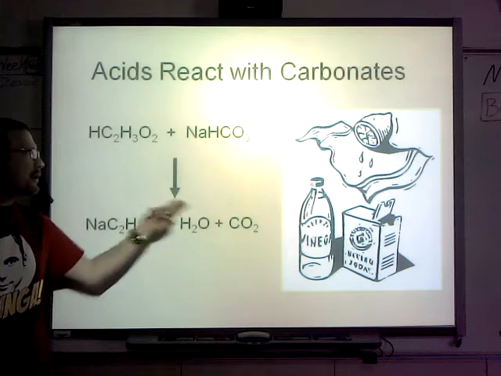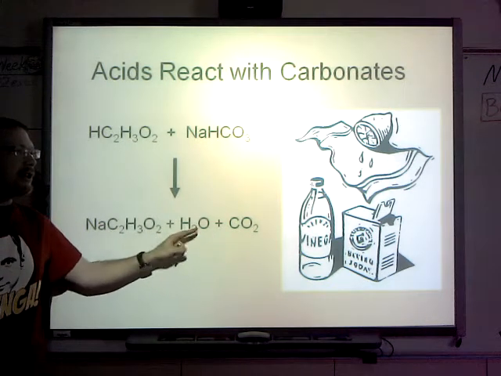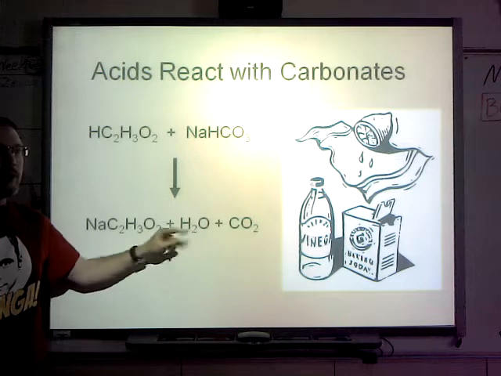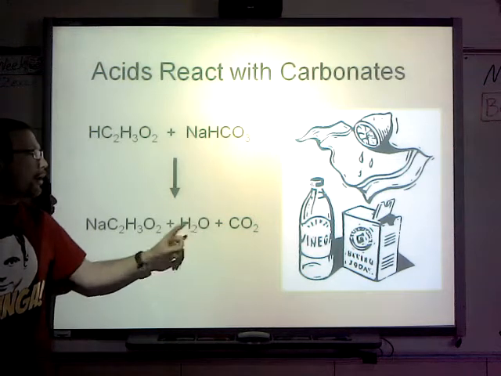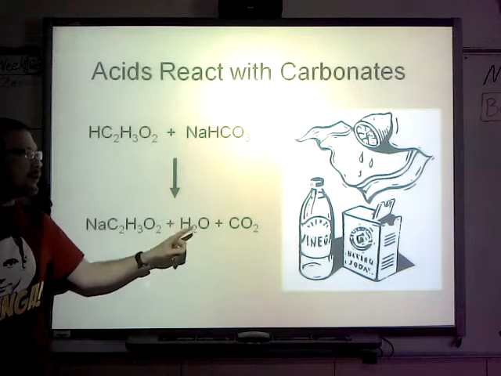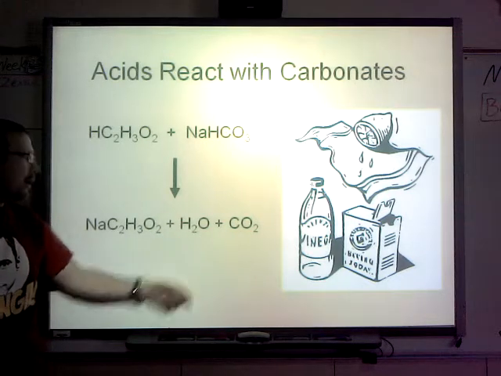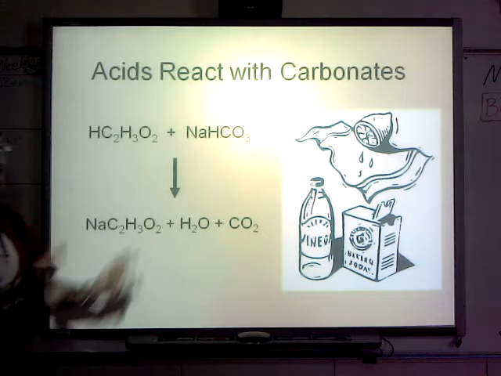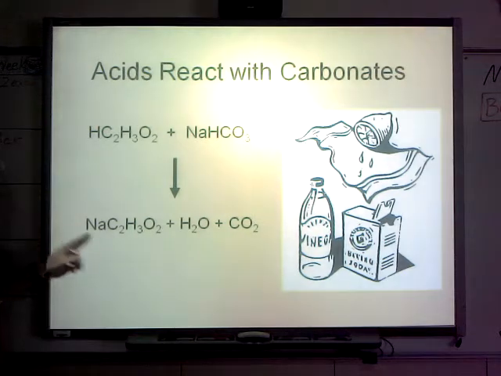Water is another product, and you're going to see this show up an awful lot. Anytime you've got an acid and a base reacting, one of the products you get should be water, okay? Because that's when the acid and the base neutralize each other. This right here would be your salt. This would be sodium acetate.